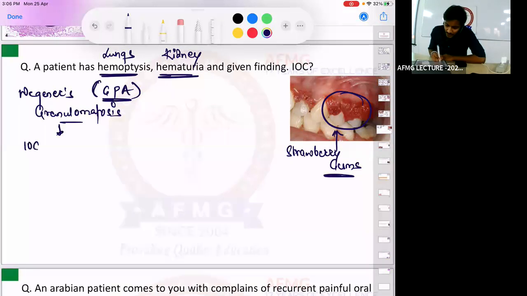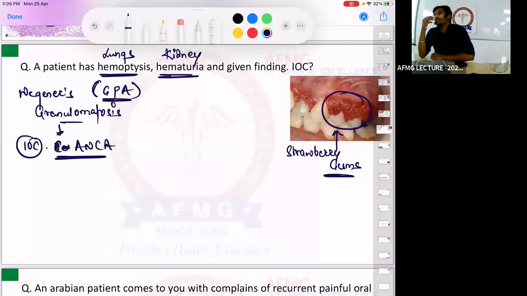The investigation of choice is a biopsy. On biopsy we look for ANCA, so remember ANCA. Okay, on biopsy also we look for ANCA along with granulomas. Okay. Lab investigation is non-invasive, so it would be preferred. Gold standard would be biopsy, but the investigation of choice is ANCA antibody. So now how to differentiate?